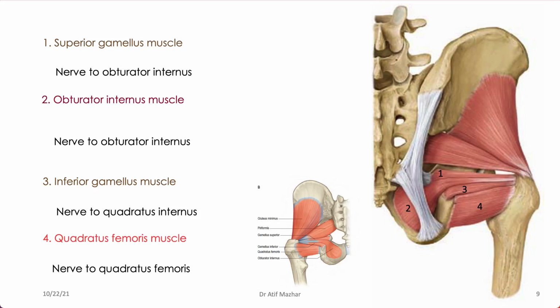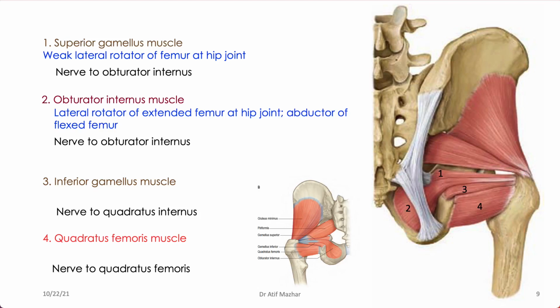So all these muscles, look at it, superior gemellus and obturator internus, nerve to obturator internus. Inferior gemellus, quadratus femoris, and their nerve supply, nerve to quadratus femoris. This is a typo. This should be read as quadratus femoris, not quadratus internus. So this is the action of my superior gemellus, weak lateral rotator of the femur at the hip. So all of them are lateral rotators. I hope we are clear.